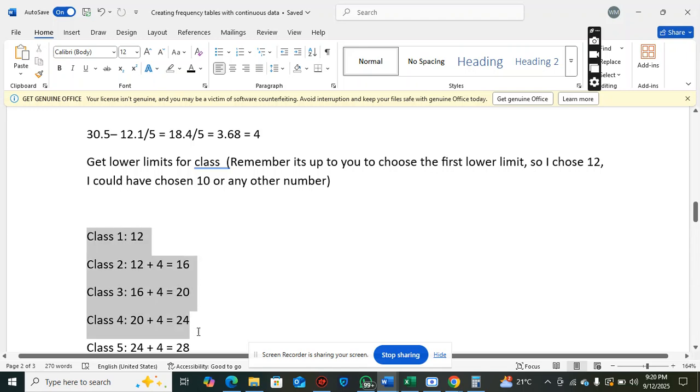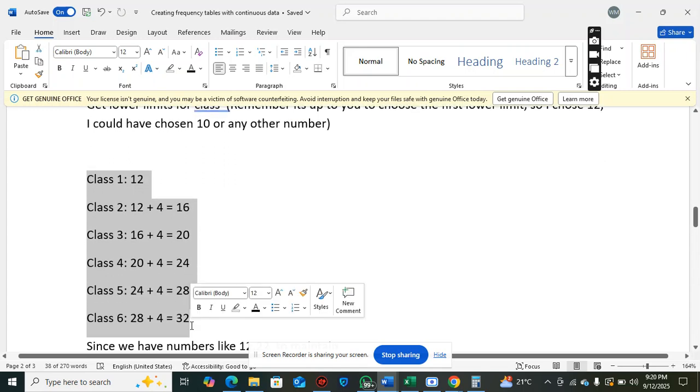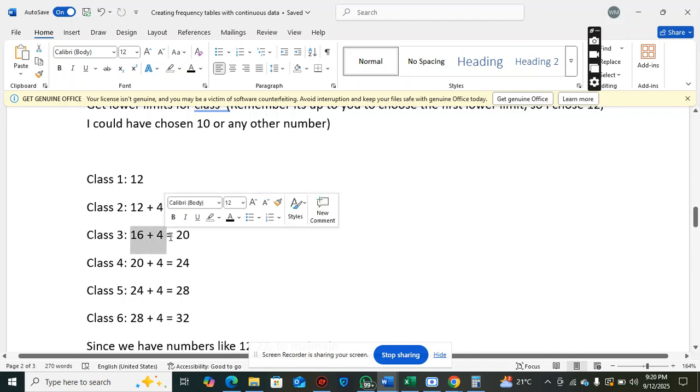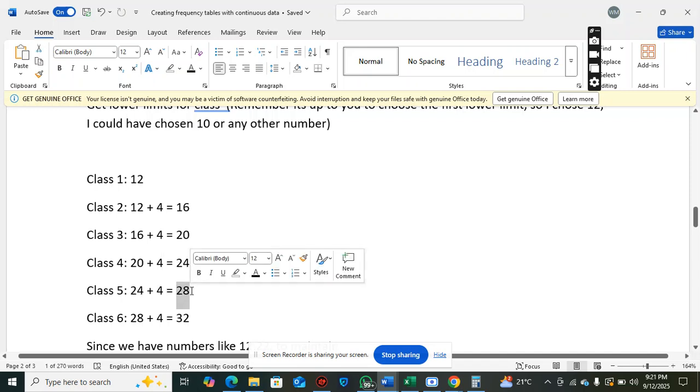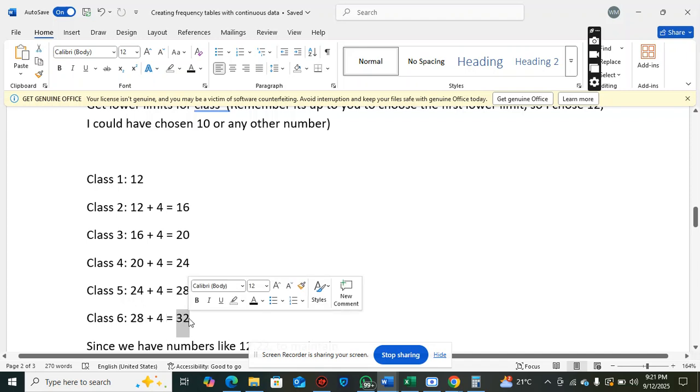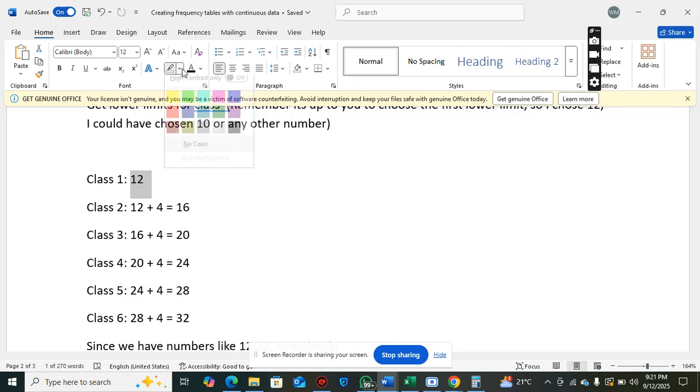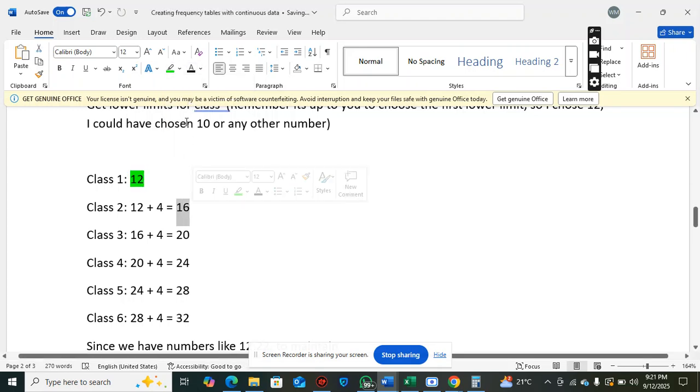What I'm doing here, colleagues, is just adding the lower limits of each class, so that I can easily make the class intervals. The third class, 16 plus 4, that is 20. The next class, 20 plus 4, that's going to be 24. The fifth class, 24 plus 4, that's going to be 28. The sixth class, 28 plus 4, that's going to be 32. So these are the lower limits for each class here. Let me highlight them.